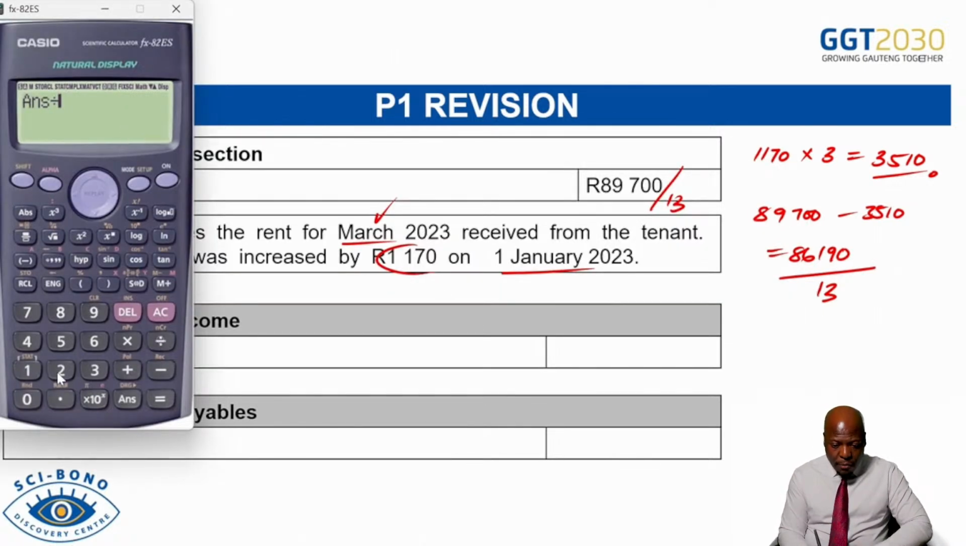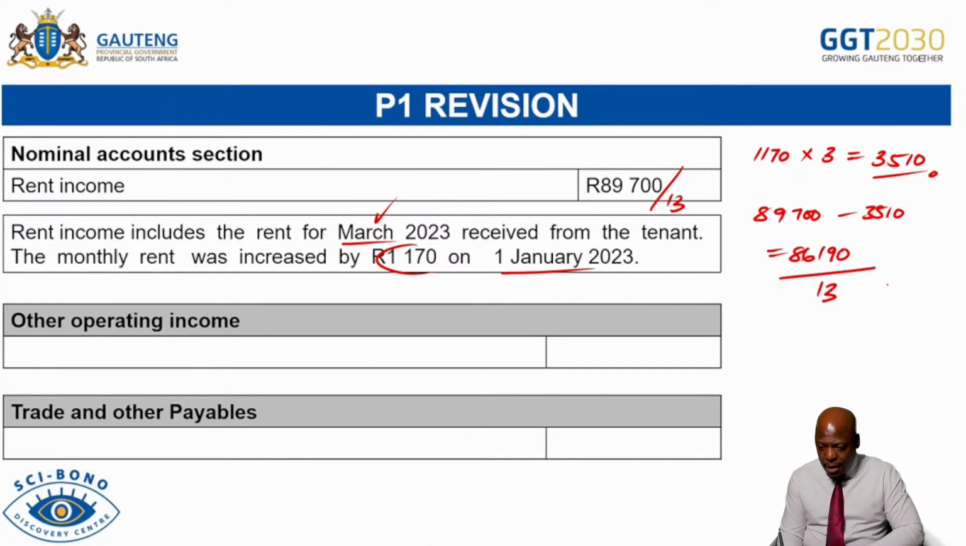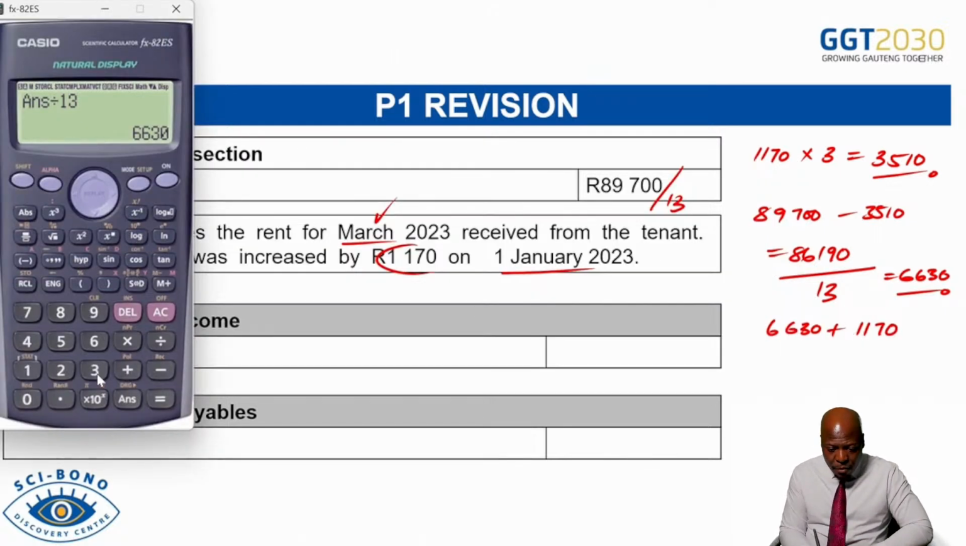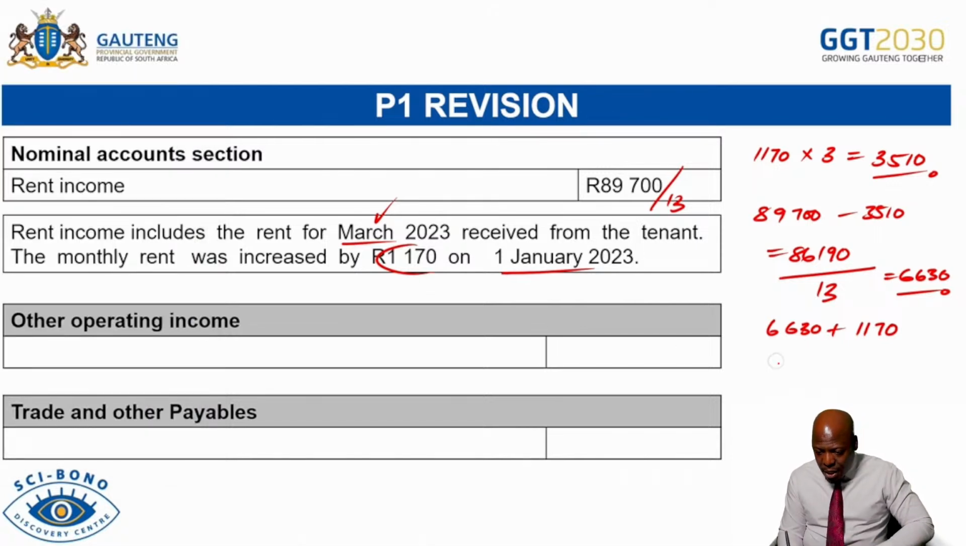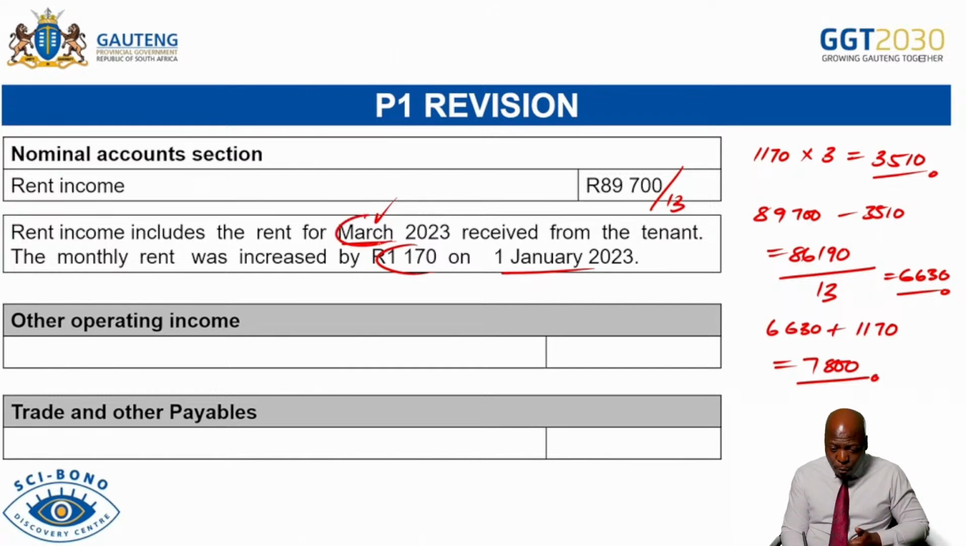Let's see. I'll say divide by 13. Then that will give me 6,630. So I end up with 6,630. This therefore becomes my rent per month. Okay, rent per month. And then I know that if it's 6,630 per month, and it was increasing by 1,170, so I'm going to add the increase back, plus 1,170. And that is going to give me 7,800. So I end up with 7,800. The 7,800, therefore, is the rent that we've received in advance for the month of March.